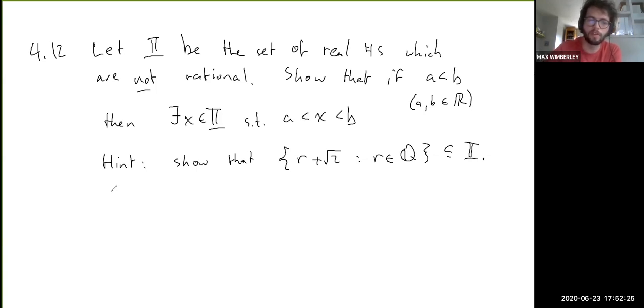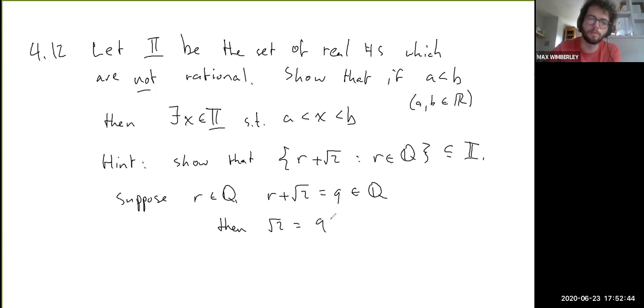A bit more rigorous way to phrase the argument would be to say, suppose R is rational and R plus square root of 2 equals Q is another rational number. Then the square root of 2 would be Q minus R, which also has to be a rational number because it's the difference of two rational numbers, and that's a contradiction. So this is just a simple contradiction argument, and this actually works, like you were saying, for any element of the irrational numbers. So that's very good.